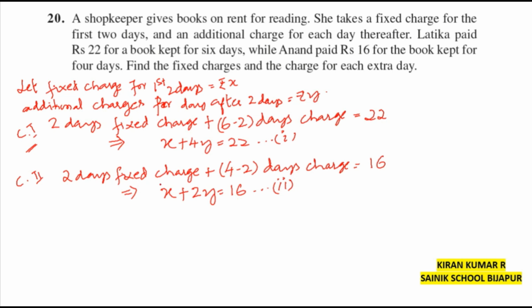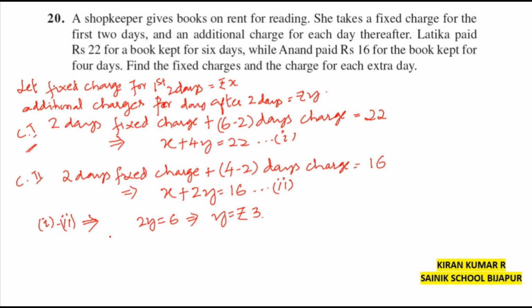Now we have to solve equation 1 and 2. Suppose if you do equation 1 minus 2, the X term will get cancelled. We will be left out with 2Y equal to 6. Therefore, value of Y is Rs 3. So it is Rs 3 per day.